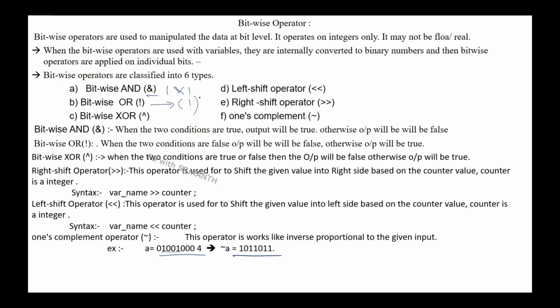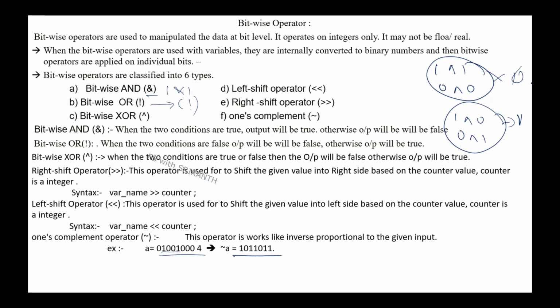Bitwise XOR means when the two conditions are both true or both false, then the output will be false. Just observe: 1 caret 1, 0 caret 0 means false. The two conditions should be different: 1 caret 0, or 0 caret 1. This way only it will be true, right? So you consider that. Then the left shift operator and right shift operator: with their help we add zero bits, based on the counter value.